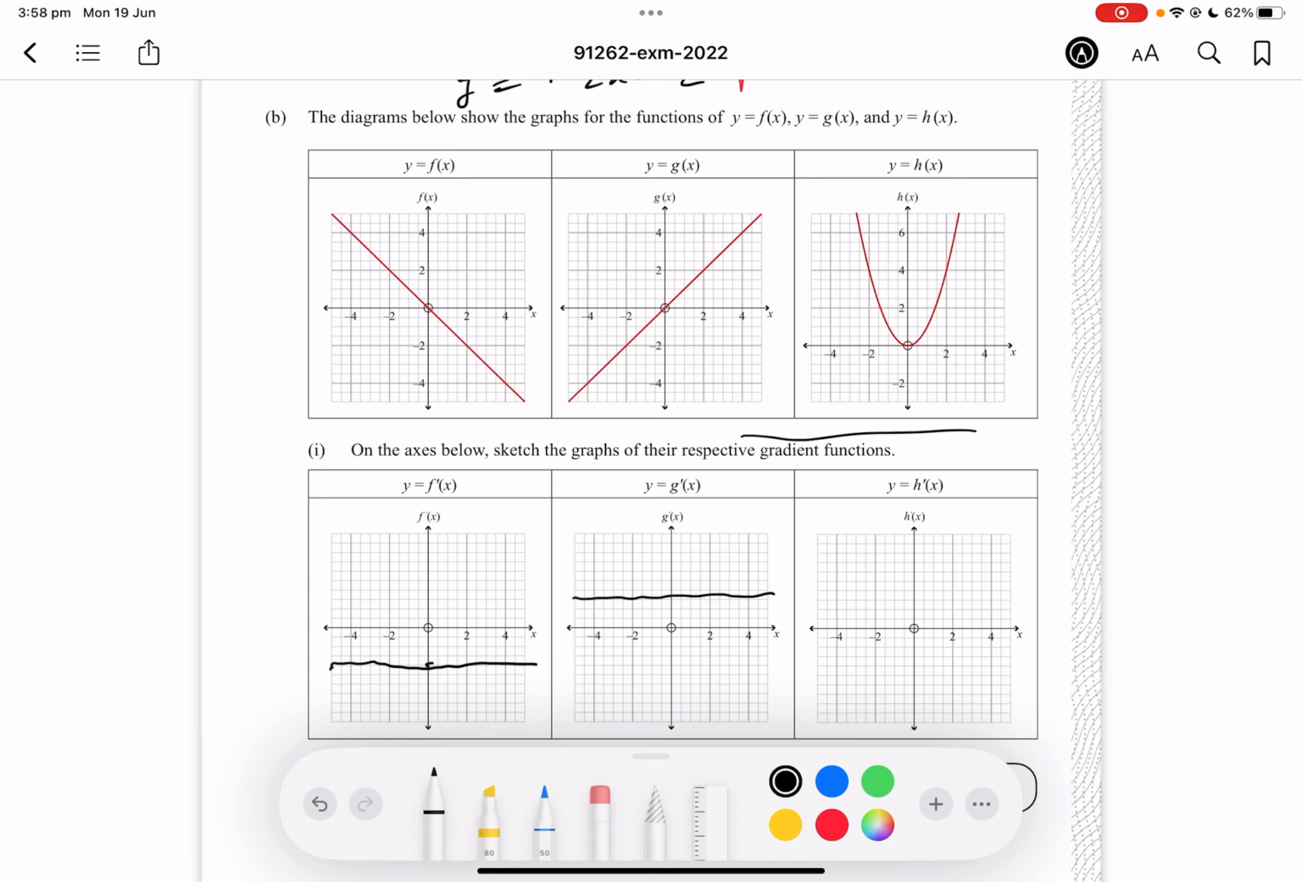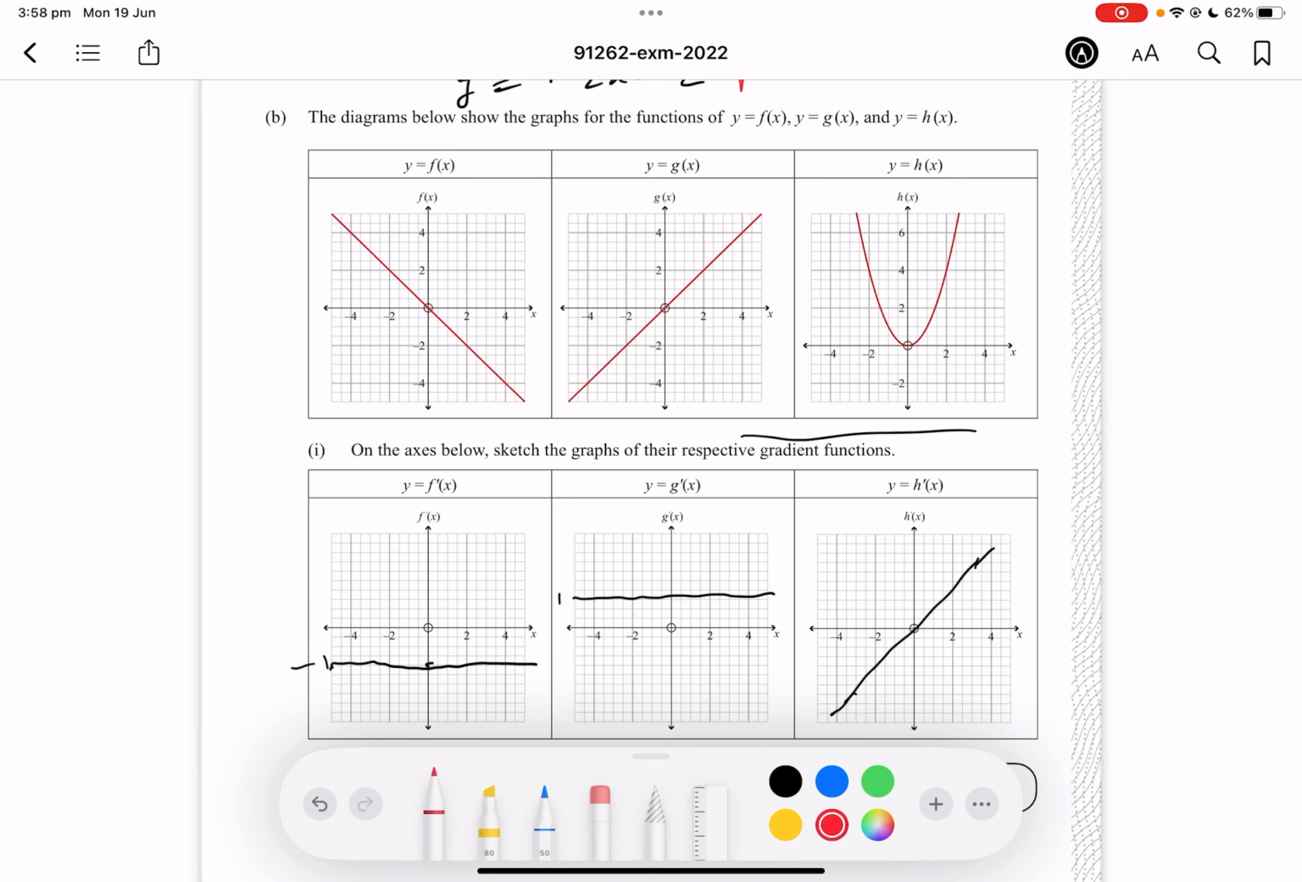So this will just be 1, negative 1. And for y equals h of x here, we have a parabola which is decreasing on the left-hand side and increasing on the right-hand side. So it's just going to be increasing, something like that. Since it's decreasing, it's below the x-axis on the left-hand side, and increasing, so it's above the x-axis on the right-hand side.